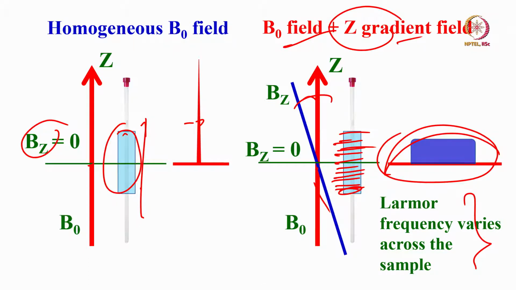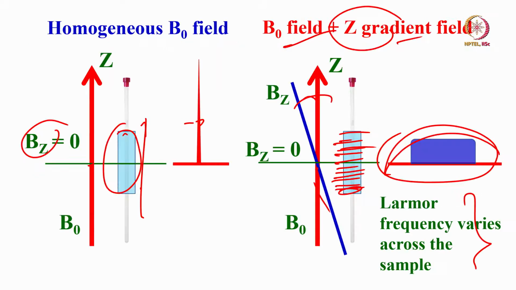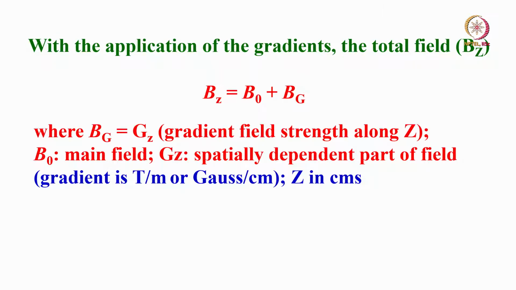Now you may ask me a question: what happens if the slice thickness becomes narrow? I increase the gradient, manipulating it in such a way that the slice thickness becomes narrower and narrower, very narrow. Then what happens? Then you can consider the entire sample volume as a continuous distribution of slices, in which case you get not only a broad signal, you do not get any signal, because there is complete dephasing. That is what happens.